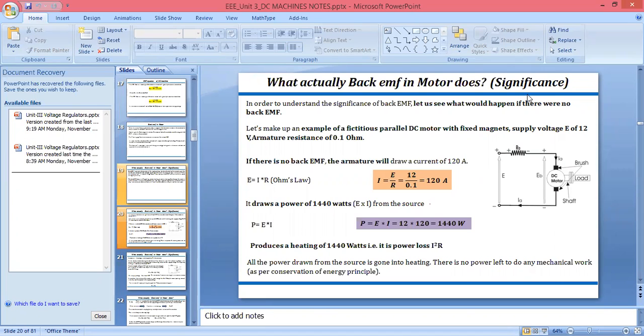There will be questions like: explain the significance of back EMF in the DC motor. Sometimes they will give the question as: explain the significance of back EMF in the DC machine. At that time you are supposed to understand that the back EMF concept comes in the DC motor, not in the DC generator. Okay, then we have seen the torque equations.